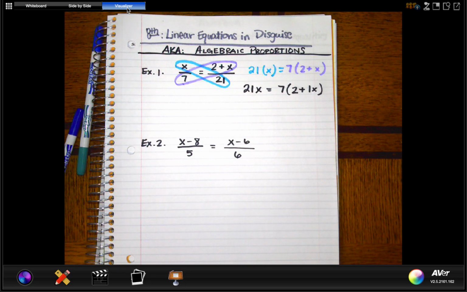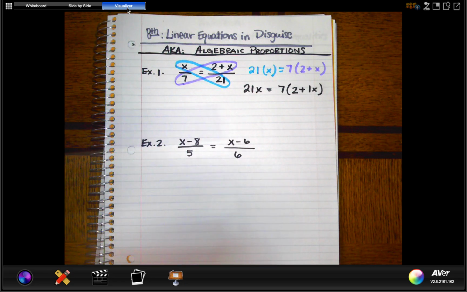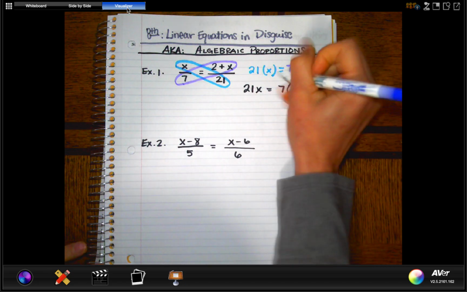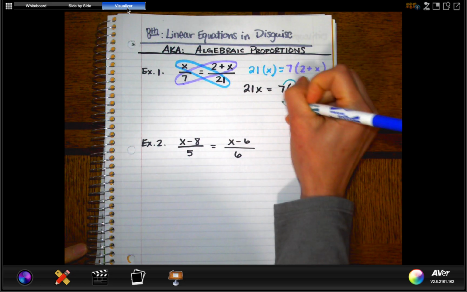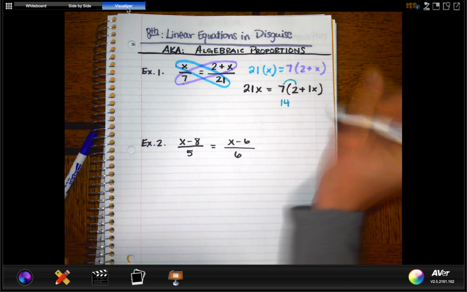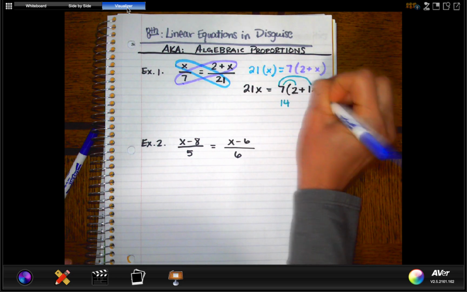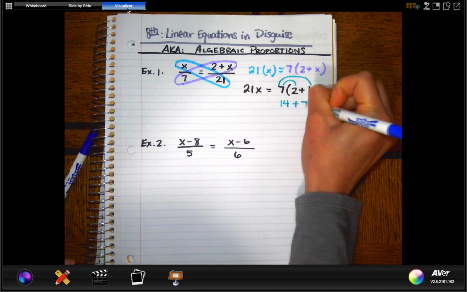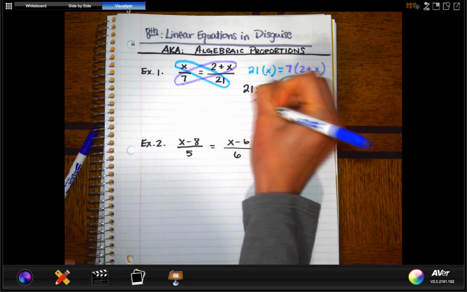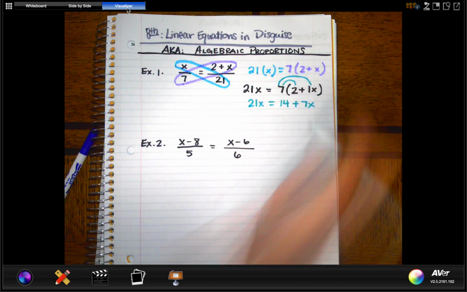The first step in a multi-step equation with parentheses is to distribute. So we're going to distribute our 7 over here. 7 times 2 is 14. And then we're going to distribute one more time. 7 times 1x is positive 7x. And then I have 21x over here.